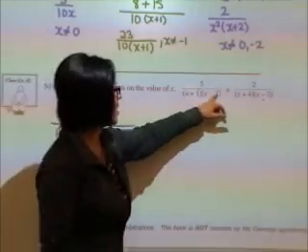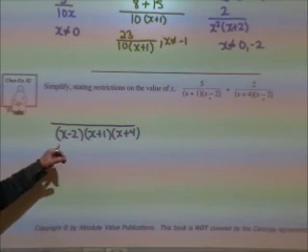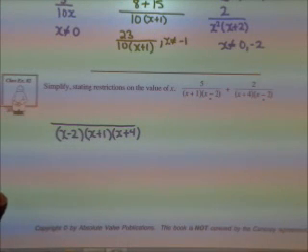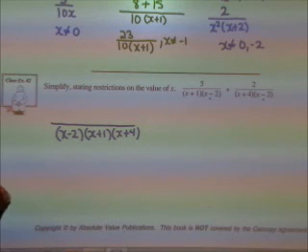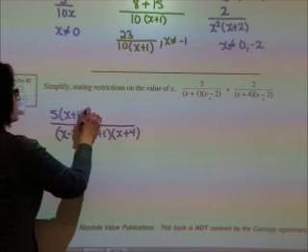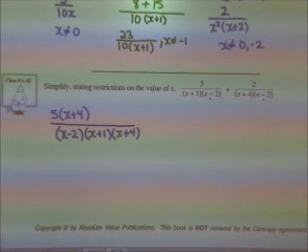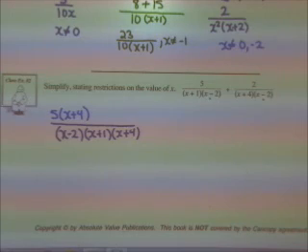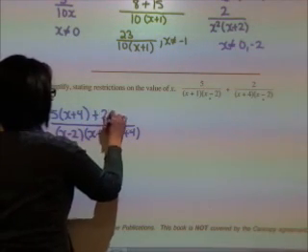So what do I have to multiply the first expression by to get to this common denominator? x plus 4. So I'm going to take the 5 and multiply it by x plus 4. And what do I multiply the second one by? x plus 1.